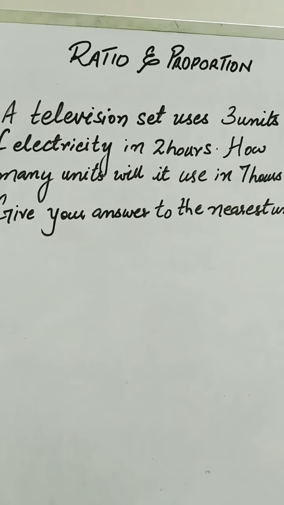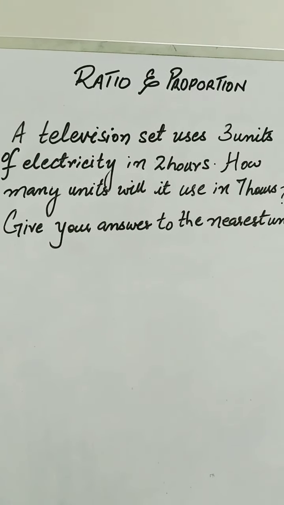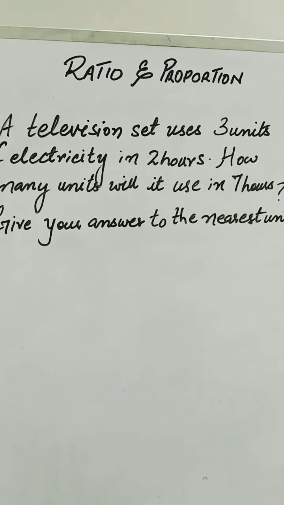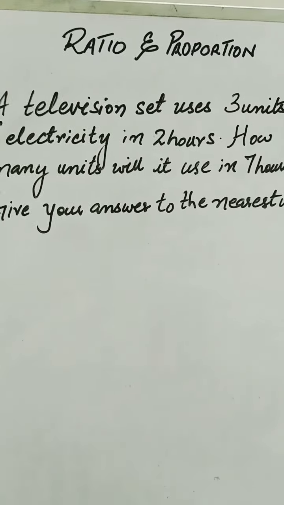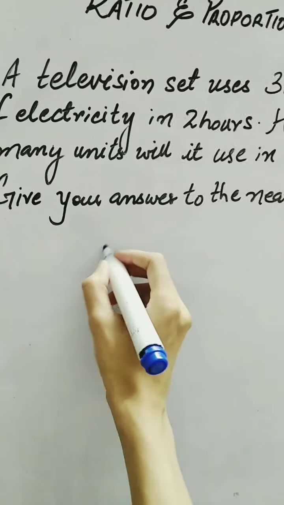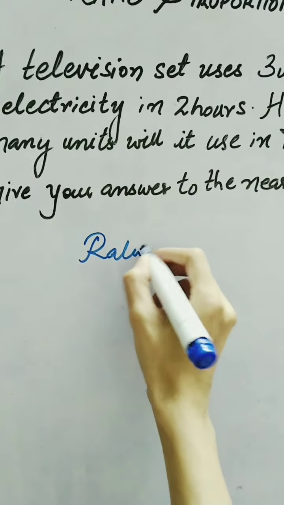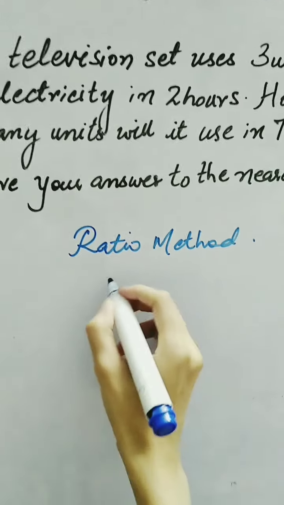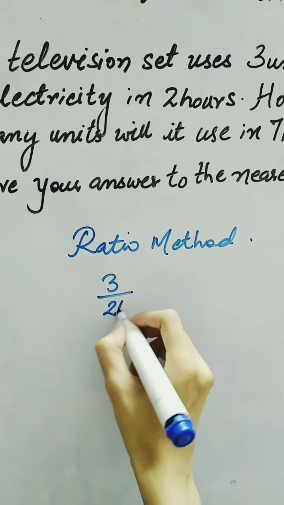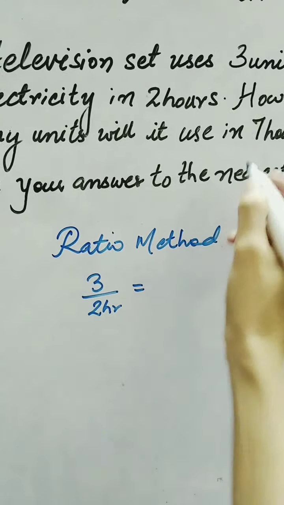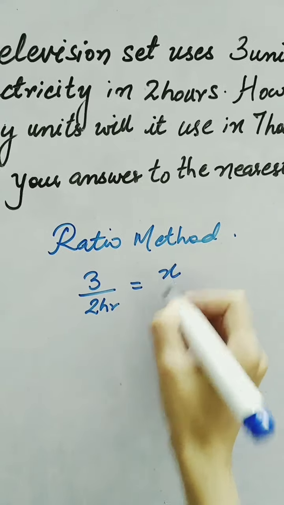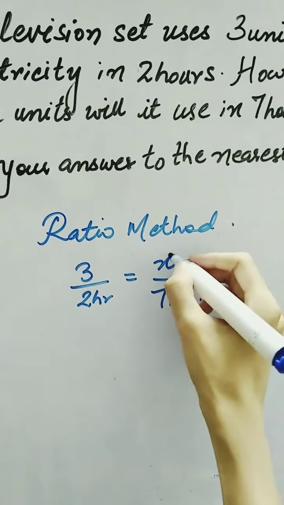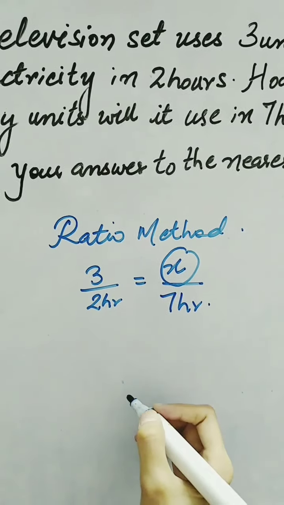Here we have a question. A television set uses 3 units of electricity in 2 hours. How many units will it use in 7 hours? We will use a ratio method here in order to find out the answer. And we know that in ratio method we directly equate the quantities. So 3 units of electricity in 2 hours, and we don't know the number of units for the next scenario, but we know the number of hours, which is 7 hours. We have taken x for the unknown value.